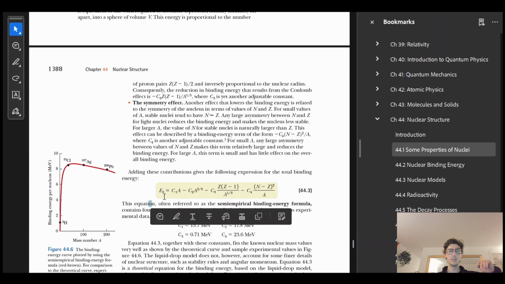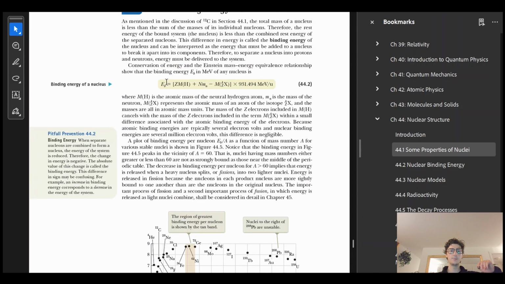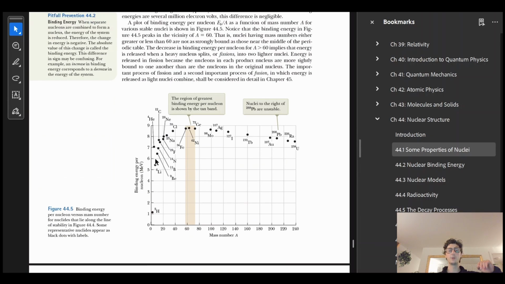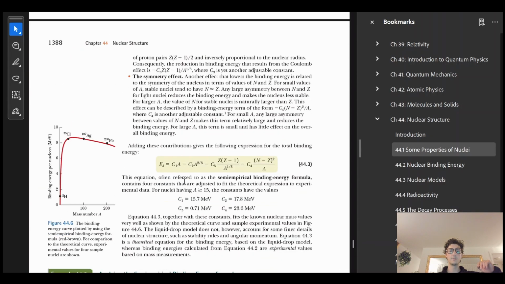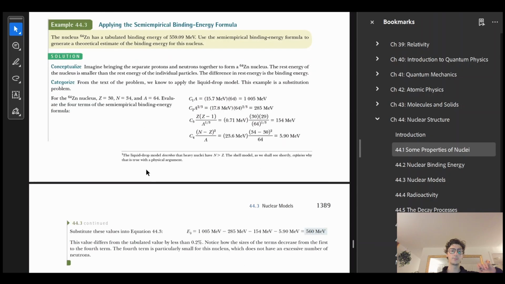E subscript B, we saw in the previous part, was binding energy, and this is one specific form of the equation. Over here, we have binding energy again. This looks a little more complicated. This equation is often referred to as the semi-empirical binding energy formula. It does not appear in the equation sheet, so I don't know if you have to study it. No need to stress about it, but if you want to do an example, here it is.